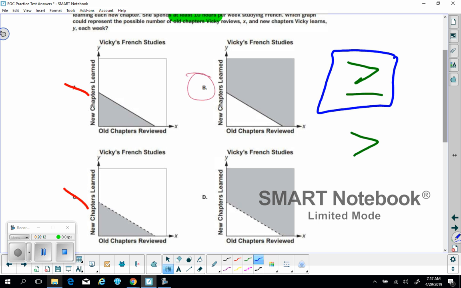So could she spend exactly 10 hours studying? Yeah, it says at least. But she could spend exactly 10 hours studying, so we know that it's greater than or equal to. So that's why we're using B, because it has a solid line. Any questions about inequality shading? Do we know which way to shade? Do we know when to use solid versus dotted? Okay.